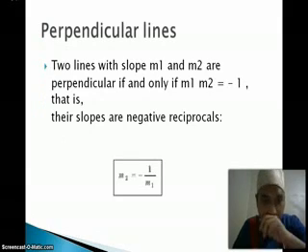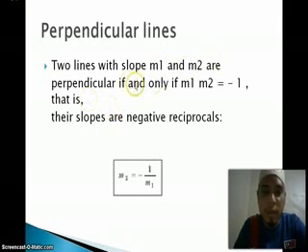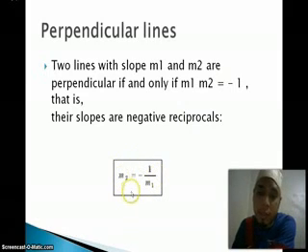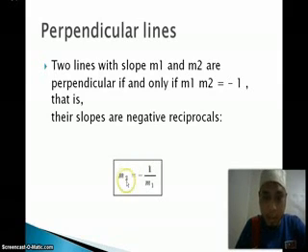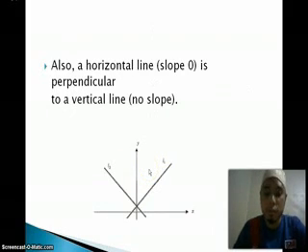Right, perpendicular lines. Two lines with slopes m1 and m2 are perpendicular if and only if m1 times m2 equals negative 1. This is the explanation or equation from the statement above. As we can see, if we multiply m1 with m2, we will get negative 1. Right, to make it clear, let's do some calculation.